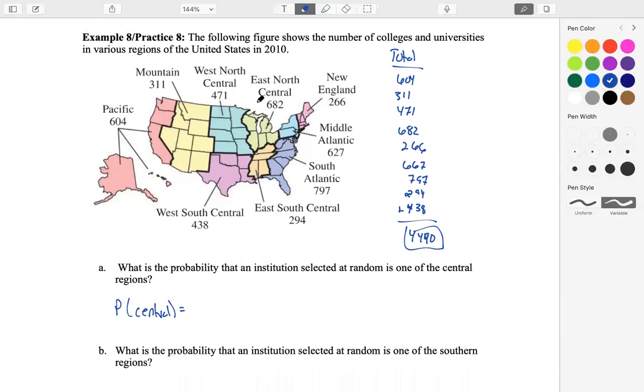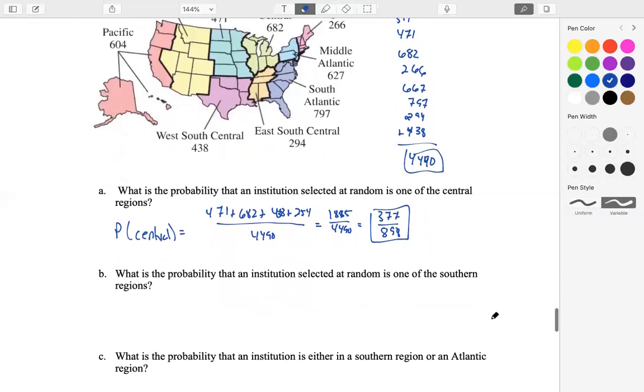All right, so I'm looking for anything that says central. Okay, adding those up, you get 471 plus 682 plus 438 plus 254 divided by my total, 4490. That's going to equal 1885 divided by 4490, which equals 377 divided by 898.